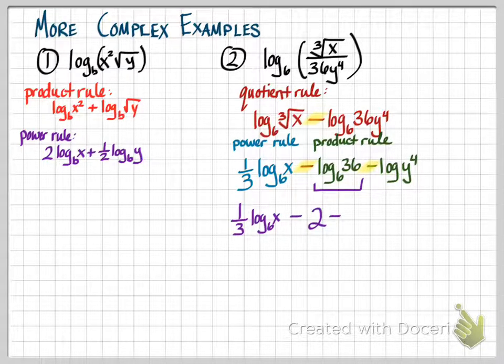But the second piece can be simplified because 6 to the second power is 36. So log base 6 of 36 is 2. And then last but not least, I'll use the power rule on my final piece and drop the 4 out in front. This is the most expanded form of this original logarithm for number 2. So the key thing you should have seen from this slide is that you have to separate things with the product and quotient rule before you can use the power rule.